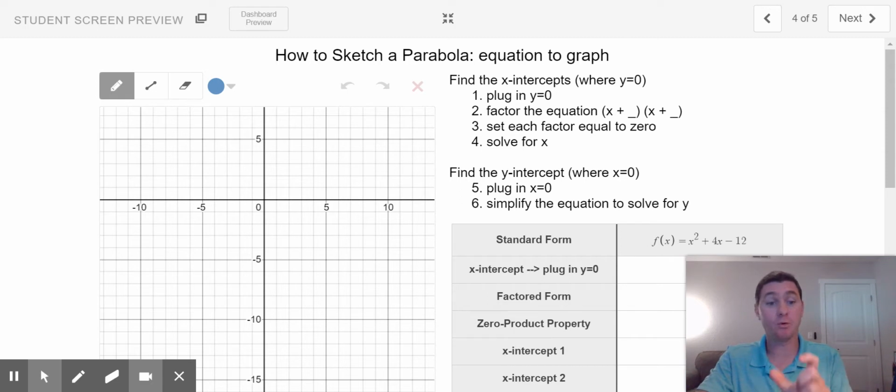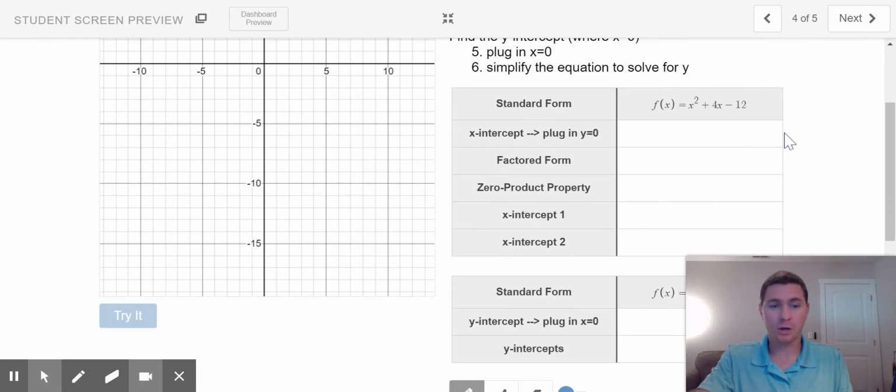How do we go from an equation to a graph? There are a few steps we're going to follow, but it's important to keep in mind the reasoning why we do each step. So here we go. We're going to start with this function, f of x equals x squared plus 4x minus 12.